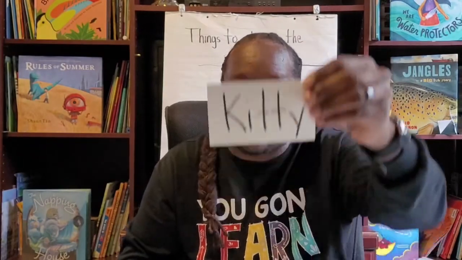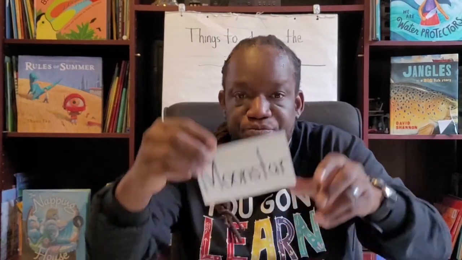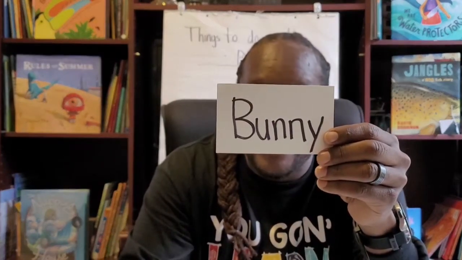Boys and girls, ladies and gentlemen, all my campers, let's clap the syllables in each one of these names. Remember, when you clap the syllables, you say the name like Kitty, Kitty. All right, let's clap the syllables. Kitty. How many syllables? 2. Moonstar. Let's clap Moonstar. How many syllables? 2. Bunny. Let me see you clap Bunny. How many syllables? 2.